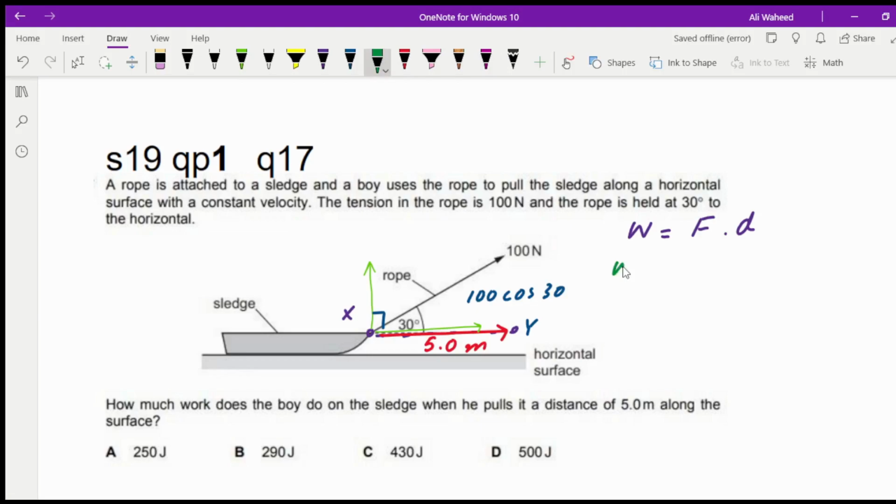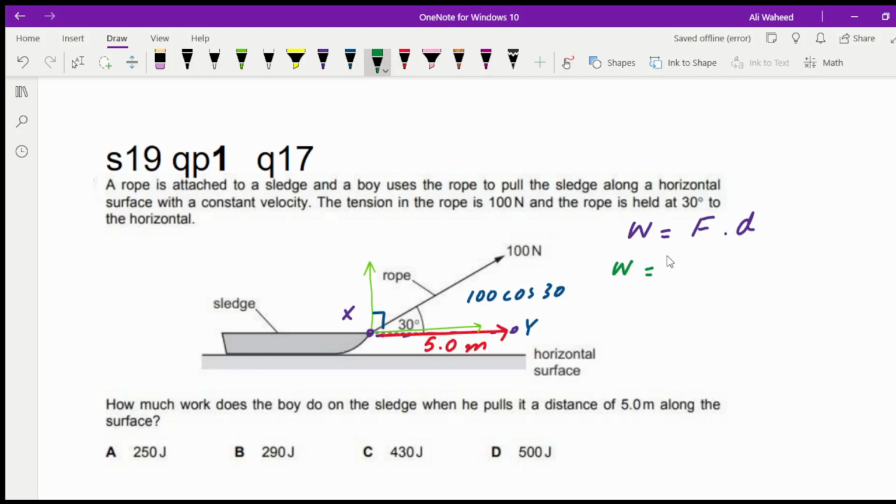The one with the angle is always cos. Yes, that's the rule. The one with the angle is always cos. So can we find the value of 100 cos 30? Instead of taking the full force of 100 Newton, we will only use a component of the force, because only one component of the force is actually aligned with the distance.